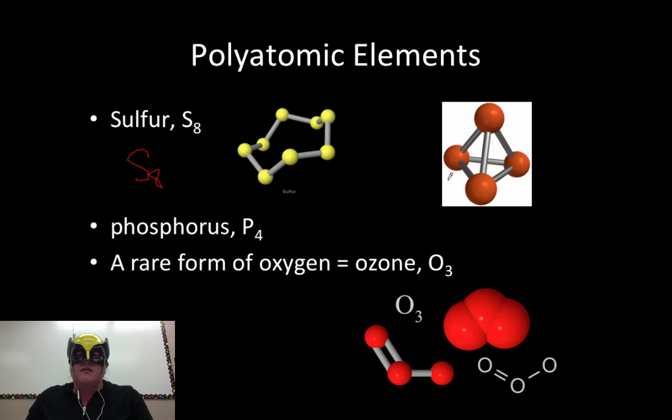This is phosphorus. Phosphorus is P4. If you're writing the formula for phosphorus, you would write P4. Each of the 4 phosphorus atoms is connected to each other like this.